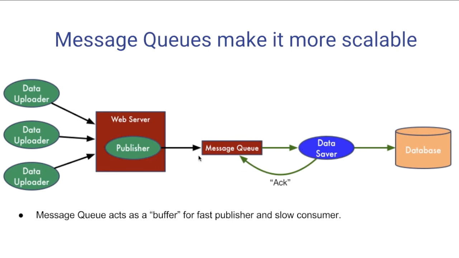So this is a more scalable design, because if for whatever reason the data saver is not online, this message queue can still hold those messages that are pending to be processed reliably. And also the limitations of this data saver will no longer be exposed to this data uploader, because this message queue will become a buffer between this fast publisher and a slow consumer.